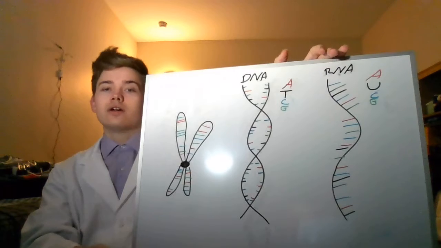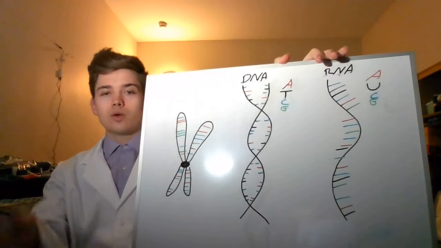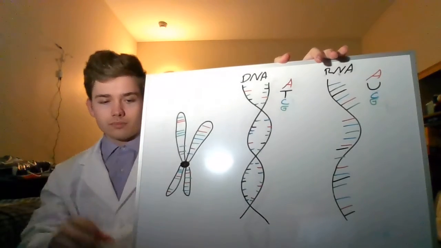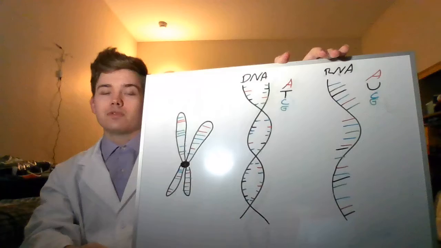In your cells, you have 23 pairs of chromosomes, 46 in total. You get one from your mom and one from your dad. In a future video, I'll discuss more about inheritance and traits like that.